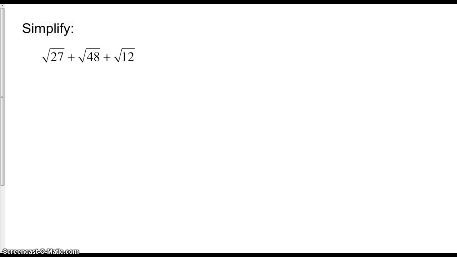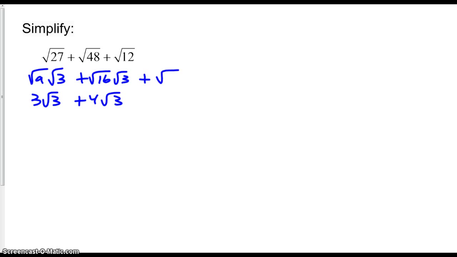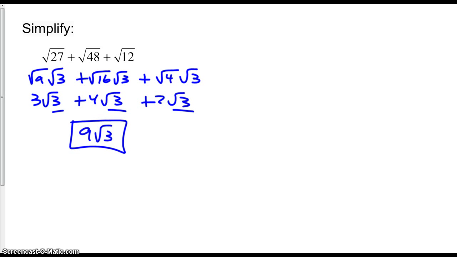All right, the square root of 27 simplifies into square root of 9 times 3, which is 3 square roots of 3. The 48 simplifies to 16 times 3, which is 4 square roots of 3. And the 12 simplifies into square root of 4 times square root of 3, which is 2 square roots of 3. Wow, they're all identical. So I've got 3 plus 4 is 7, plus 2 more is 9 square roots of 3 here. All right.